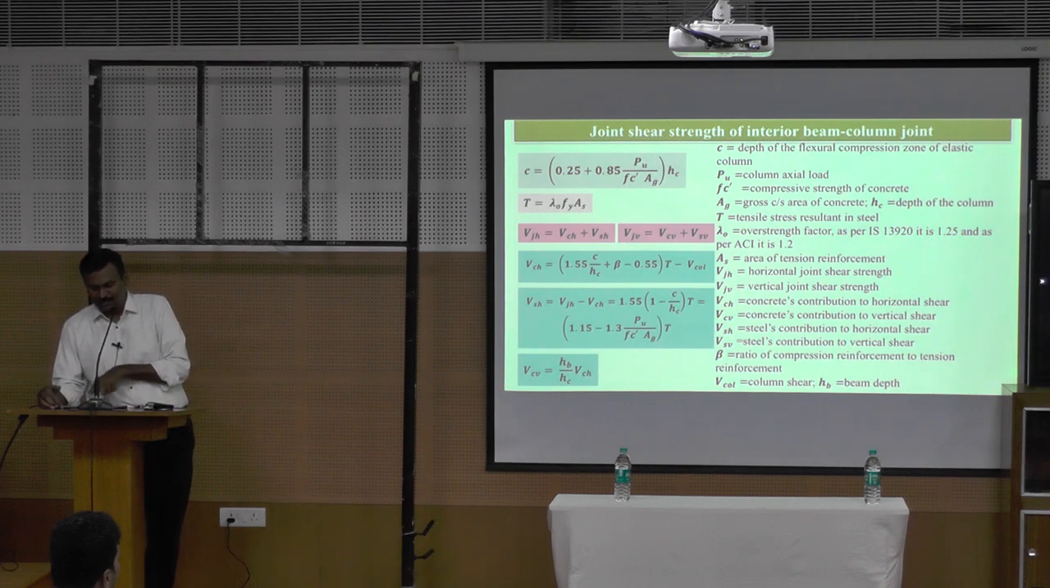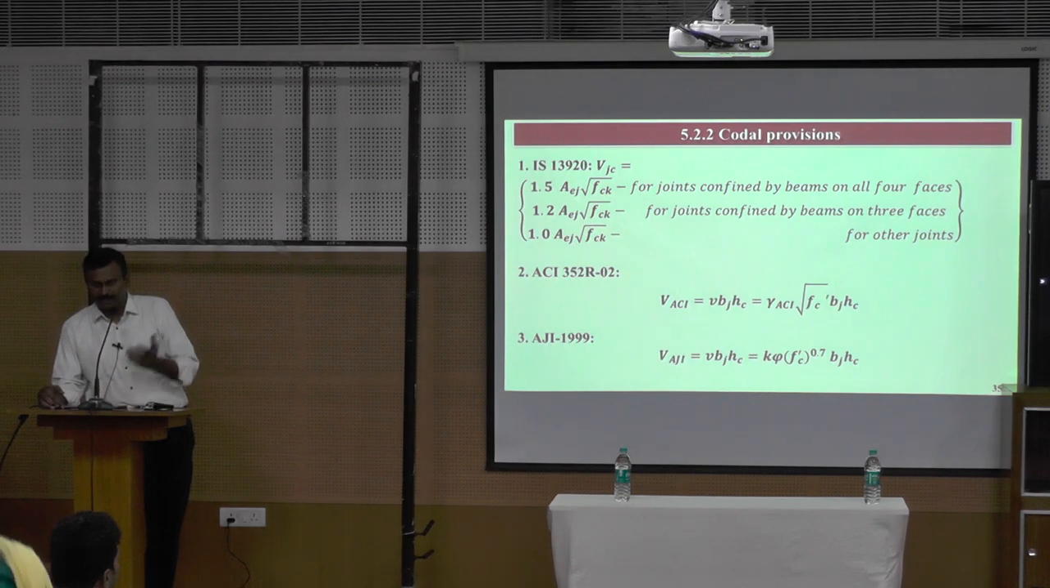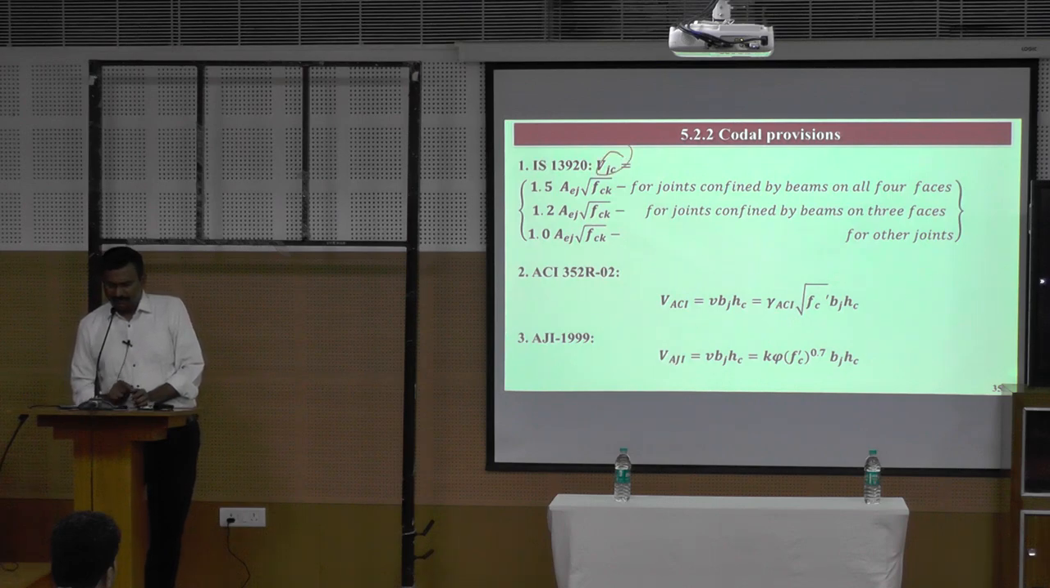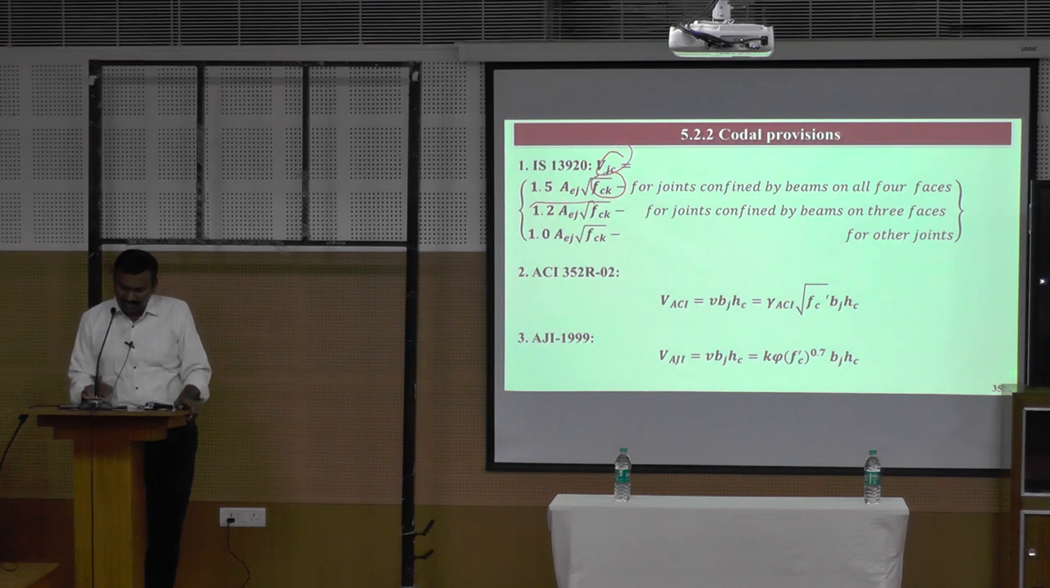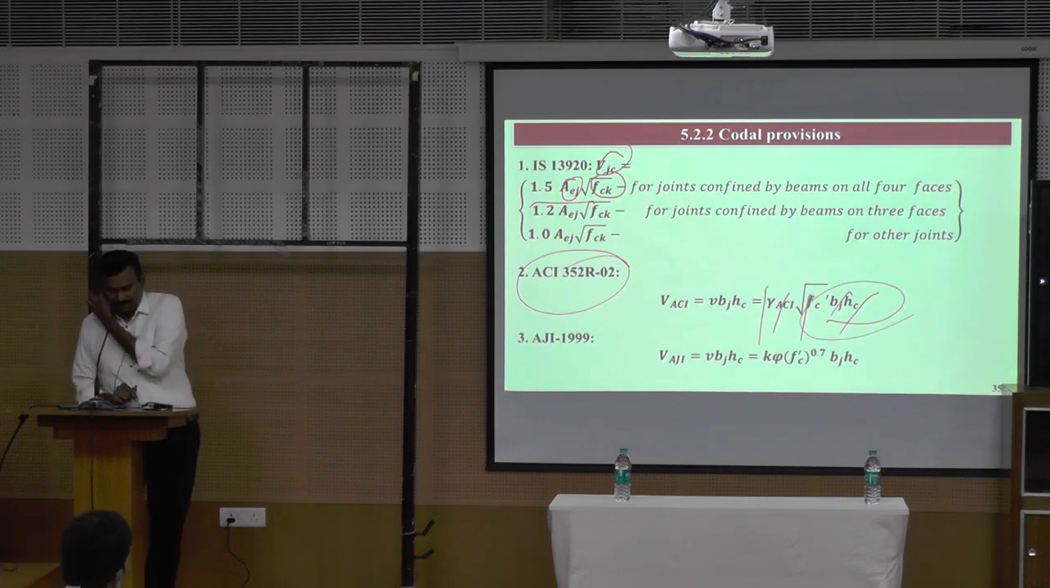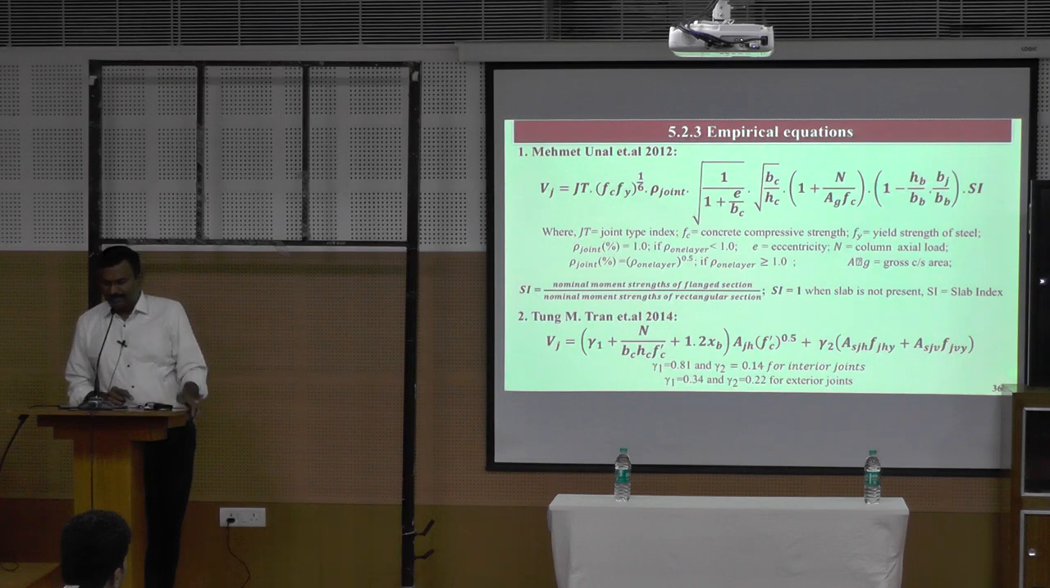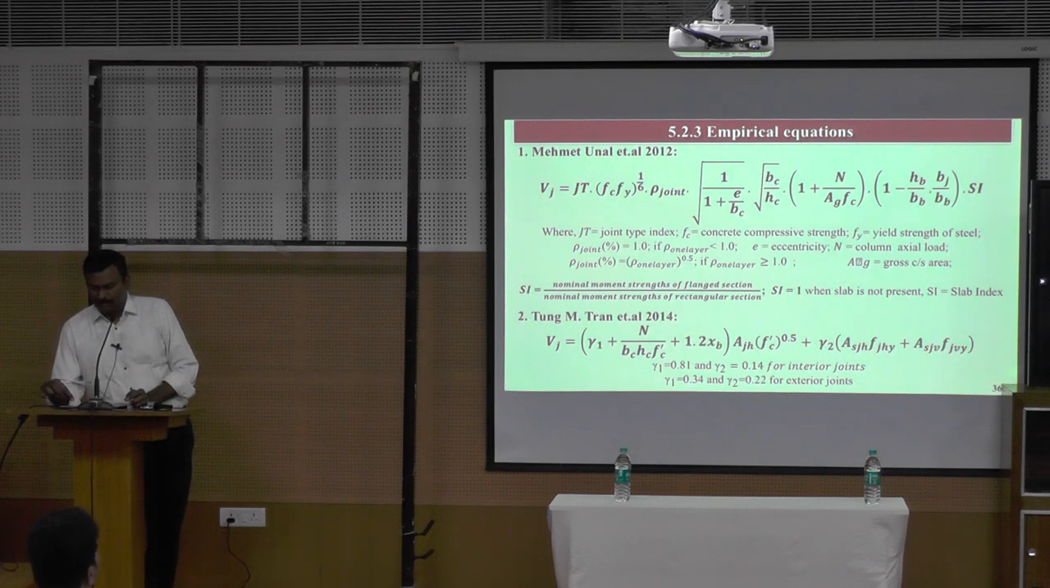Joint shear strength of interior beam column joint. We have different formulae in different codes, and the IS code provision also. You can look at these formulae. Then the joint strength is equal to 1.5 Ae into fck. They predict the joint strength with respect to the characteristic strength of the concrete as well as the area of the steel provided. Then in the ACI code, we have only 1, 2, 3, 4, 5 variables. They include the breadth of the joint and height of the joint. Then the American code also has some limitations. Then the European code, then other researchers developed empirical equations also, with n number of variables like AsH, breadth of the beam, depth of the beam, and so on.